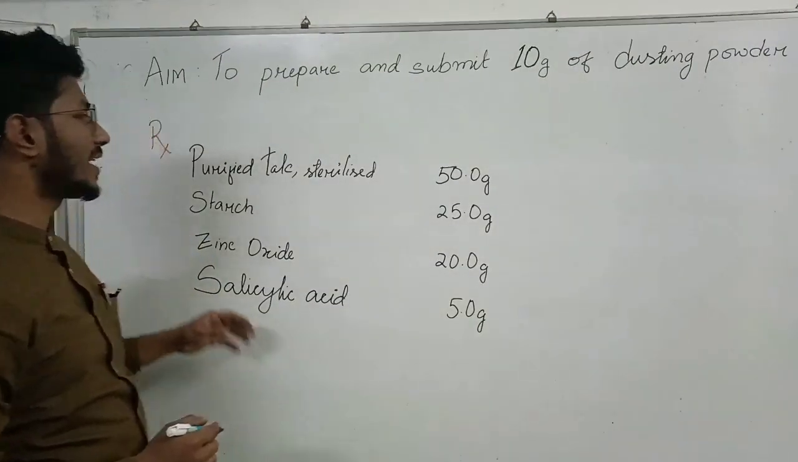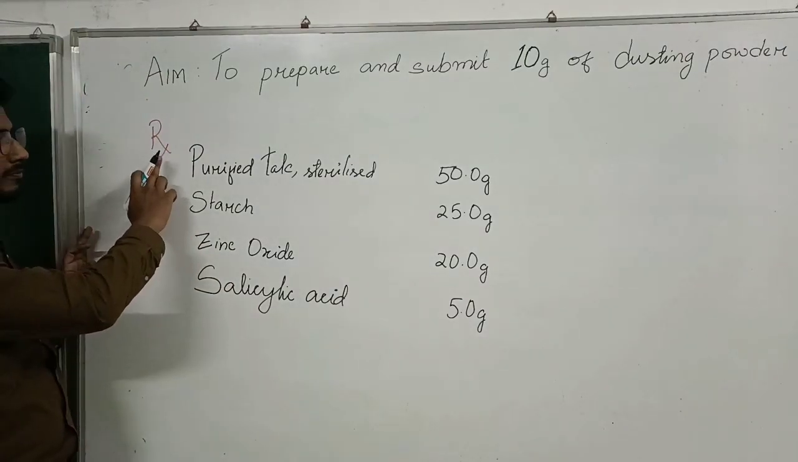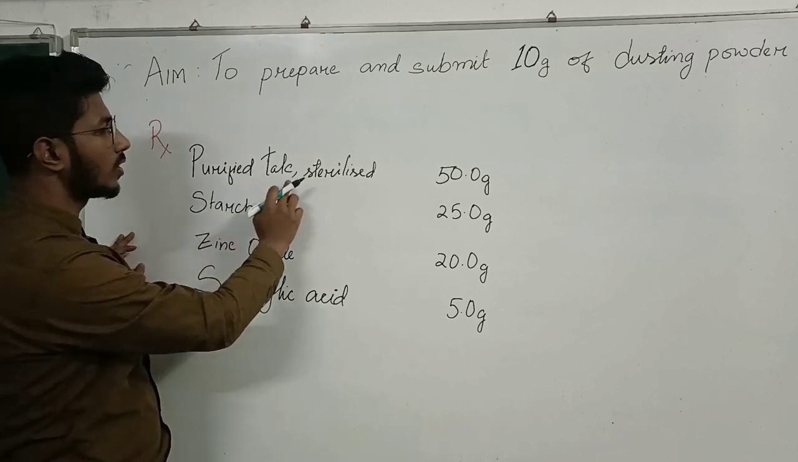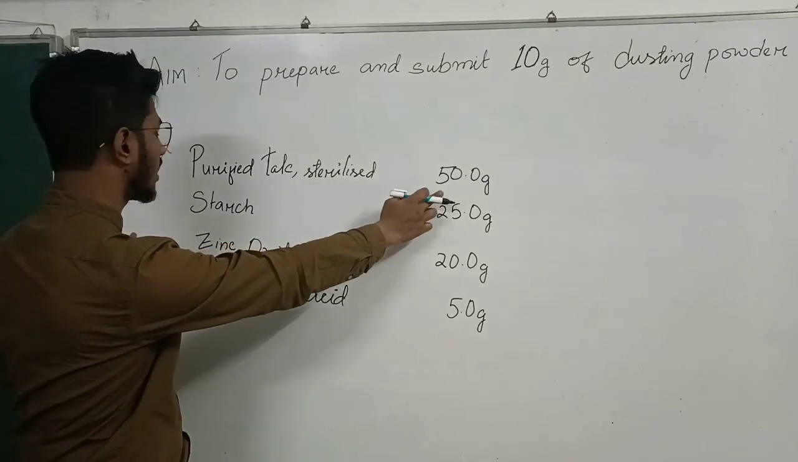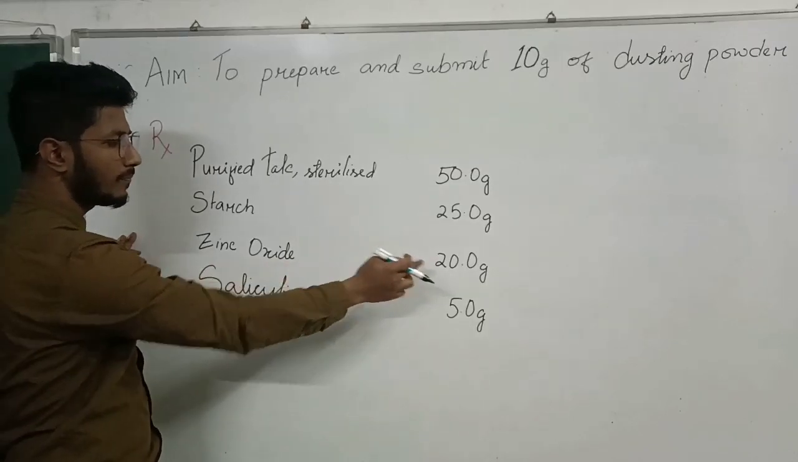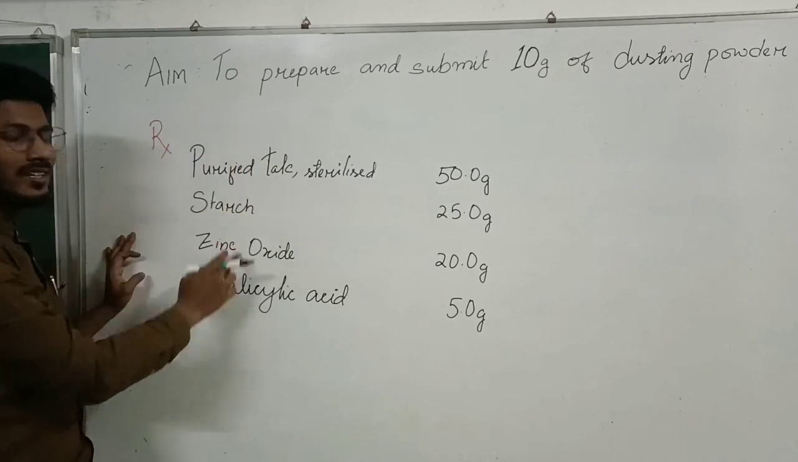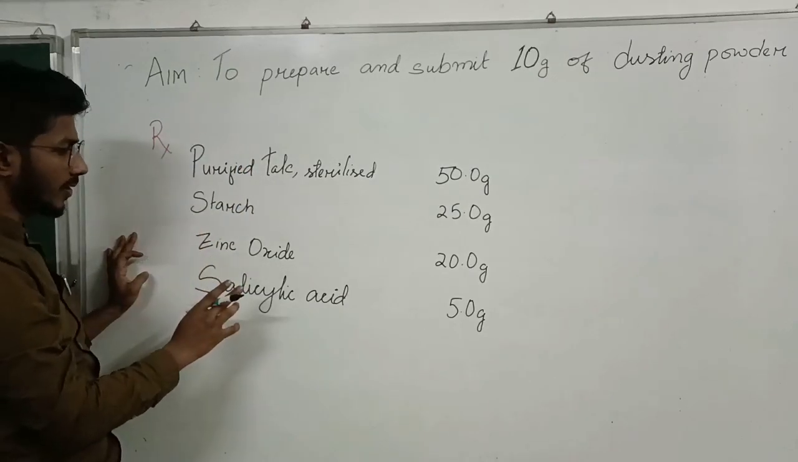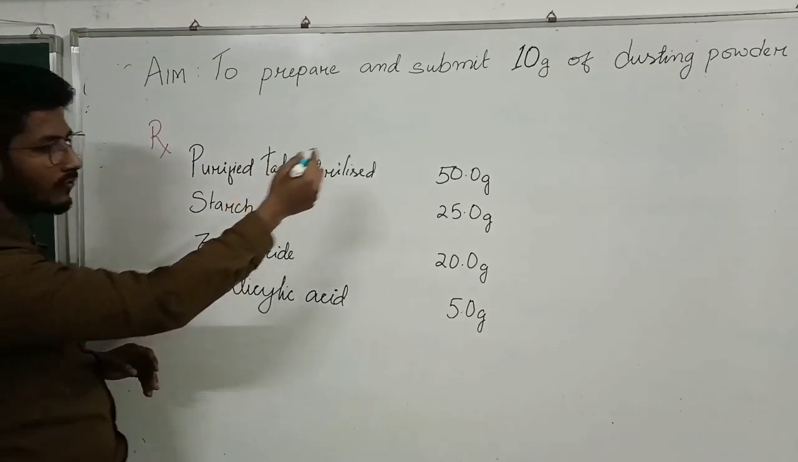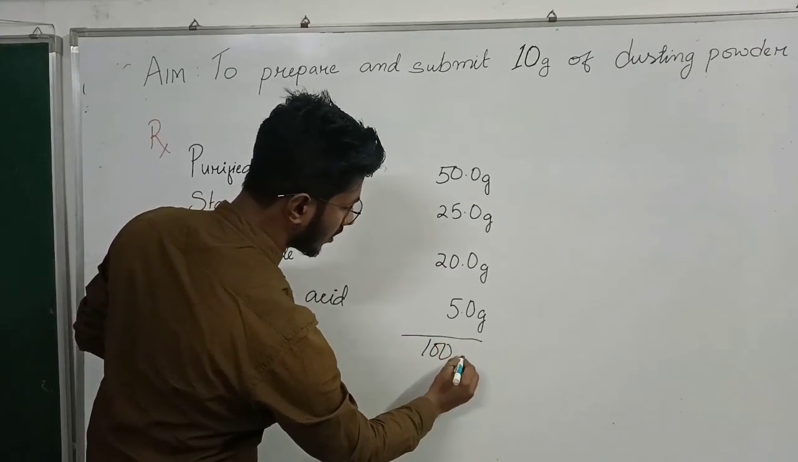So my dear students, the standard working formula for the preparation of dusting powder is: purified talc sterilized, 50 gram, starch 25 gram, zinc oxide 20 gram, and salicylic acid 5 gram. And mind you, all these ingredients should be in fine powder form. So this is the standard formula, and if you add up, you will find that this is for 100 gram of the preparation.